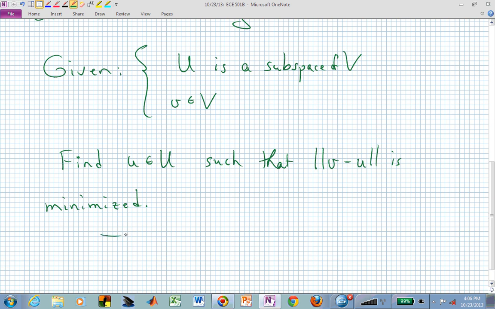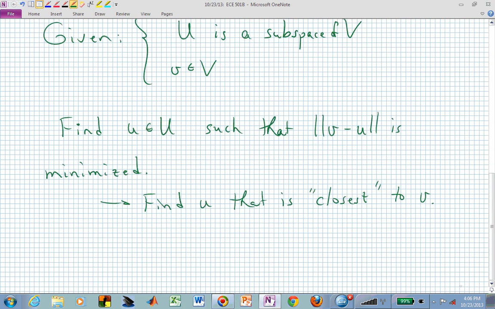Really what that is saying is we are trying to find a vector U that is closest, and that means in the norm that we've defined, is closest to this original vector V. And the way that we will be able to solve these minimization problems is through orthogonal projection. And that will allow us to get closest to V in this subspace U.